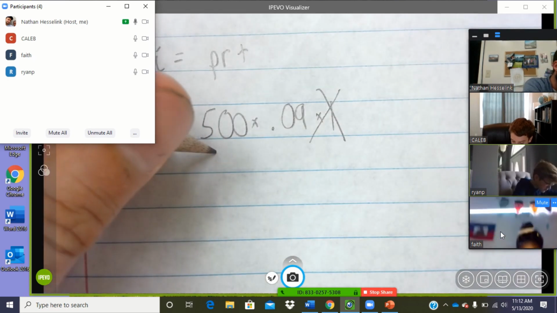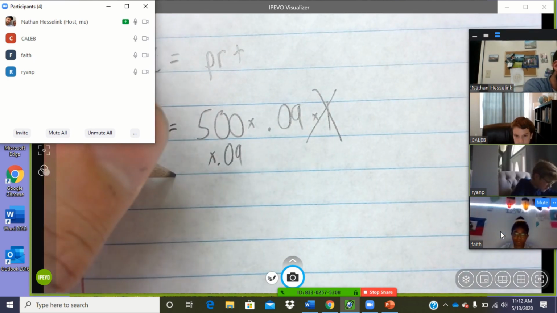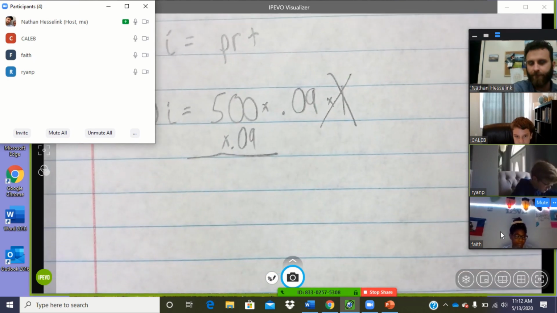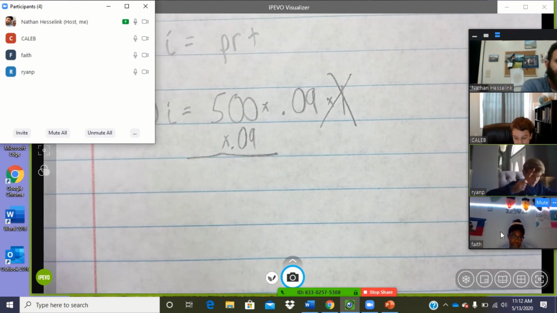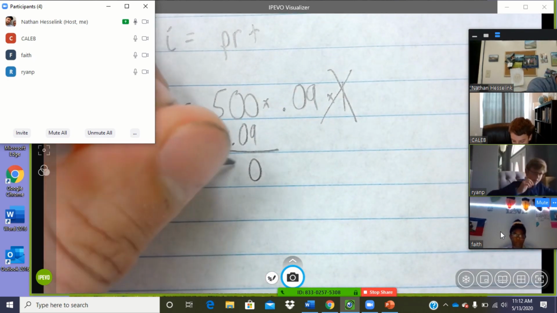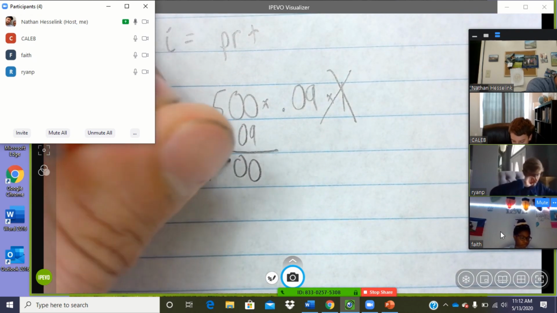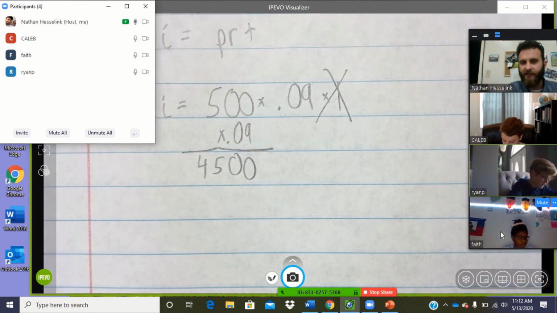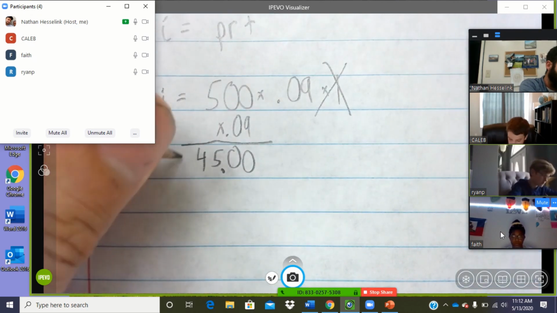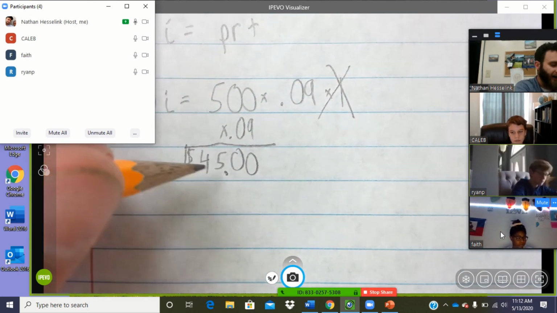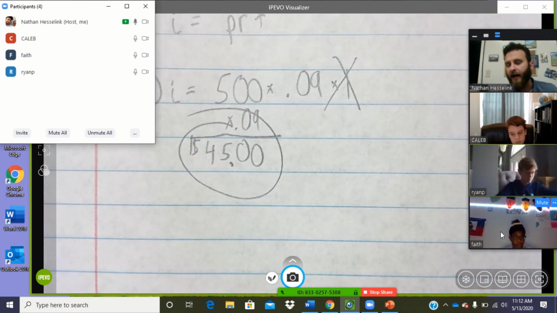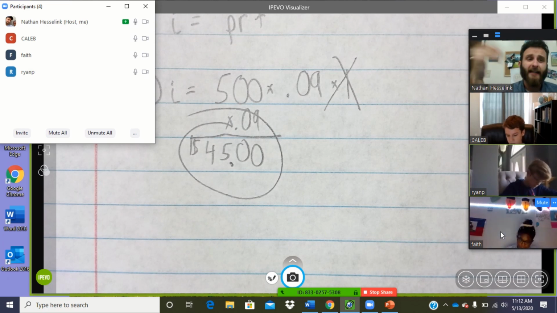So all we need to do is multiply 500 times 0.09. 9 times 0 is 0, 9 times 0 is 0, 9 times 5 is 45. 2 decimal places in our problem, 2 added into our answer. Our interest is $45. If I put $500 in the bank for a year at 9% interest, I make $45 by the end of that year.